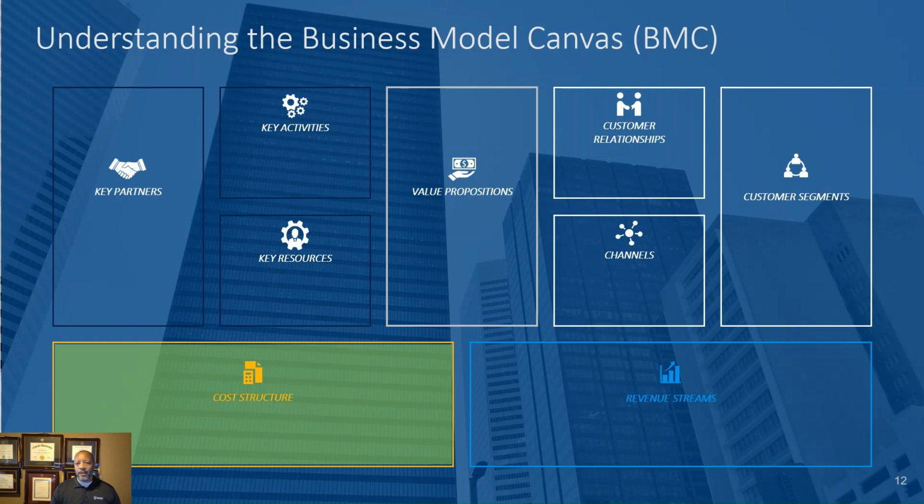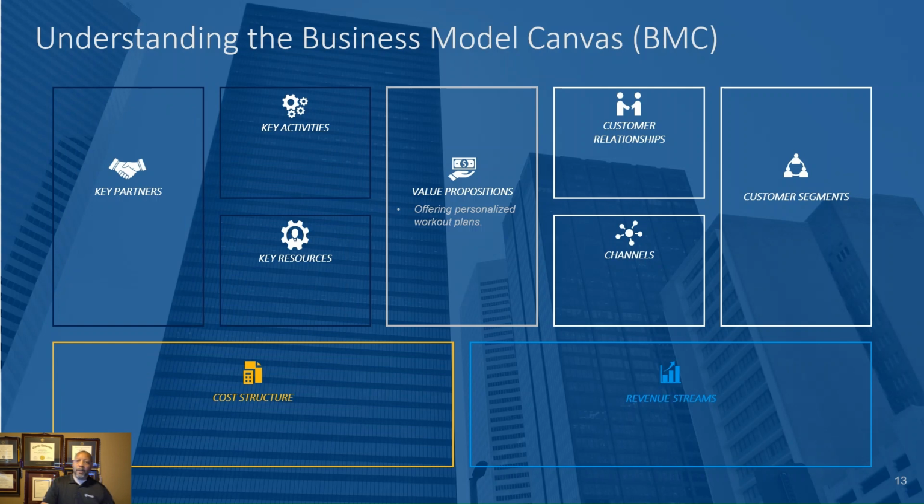And then finally, the cost structure outlines the major costs involved in operating your business. These include fixed costs like rent and variable costs like materials. Managing your cost structure is vital for maintaining profitability.